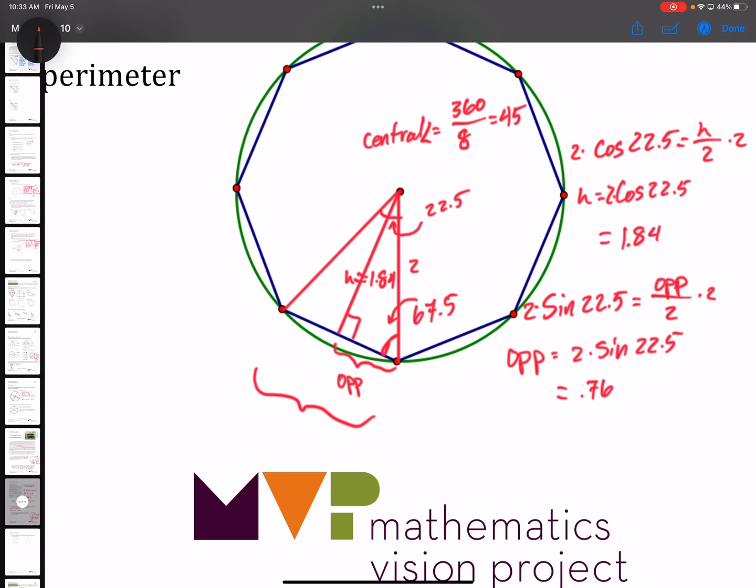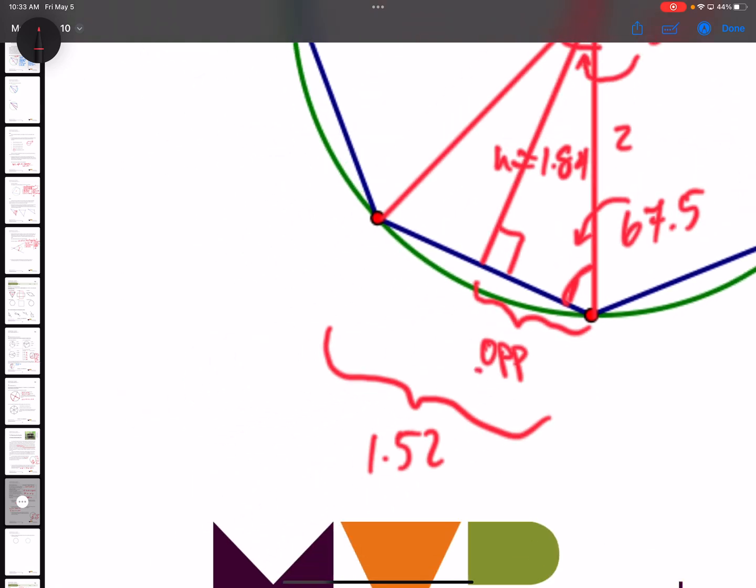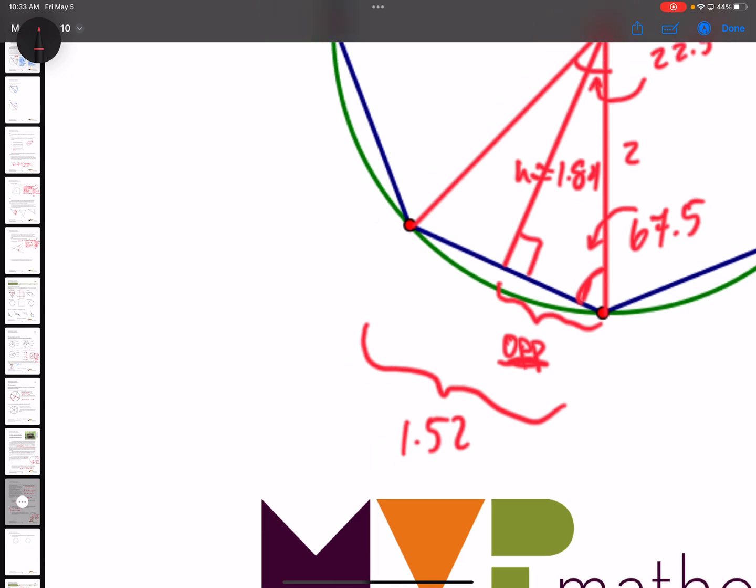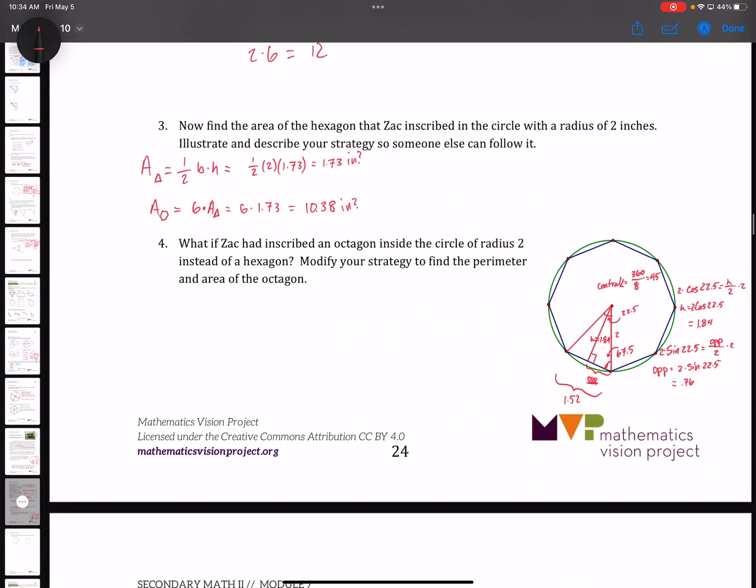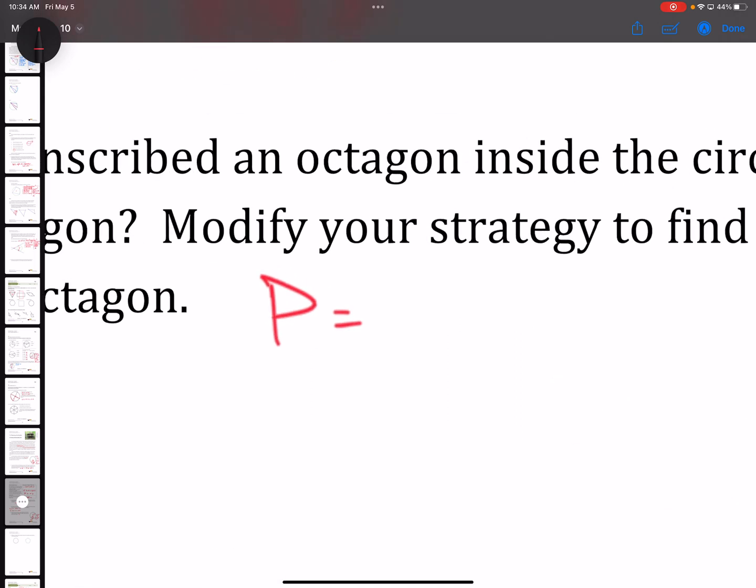So then the entire side of this octagon would be what? 1.52. Very good. Because it is this opposite side times 2. So then the perimeter of our octagon is 1.52 times 8. That's 12.16.